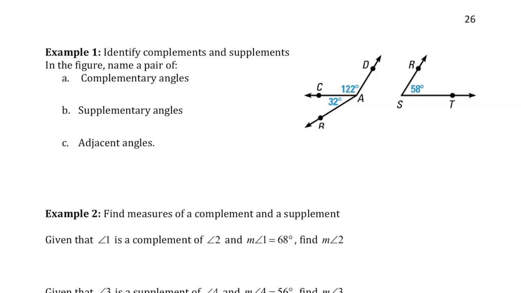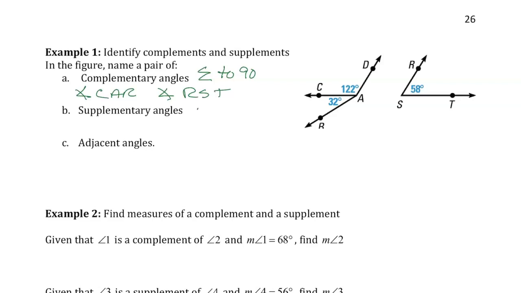So this is 1.5. Okay, let's work through some of these examples. Identify complements and supplements. In the figure, name a pair of complementary angles. Remember, they sum to 90. So, angle CAR and angle RST sum to 90 because 32 plus 58 is 90. So there are your complementary angles.